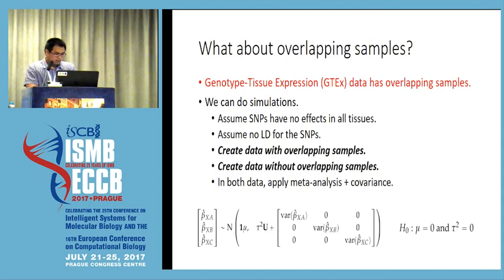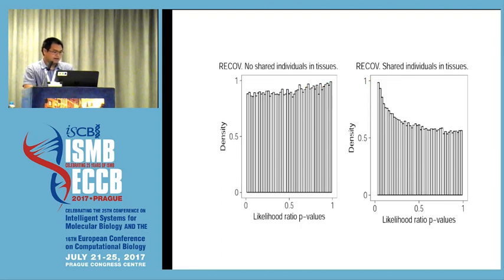So when you apply the method on the two simulated data sets, when you don't have any shared individuals, you can observe that the test statistic, which is the p-values for the hypothesis test, looks very much like a uniform distribution. However, when you have shared individuals in the tissues, then the p-values for the likelihood ratio test are shifted towards 0. So you end up having more positive tests than you wanted to.